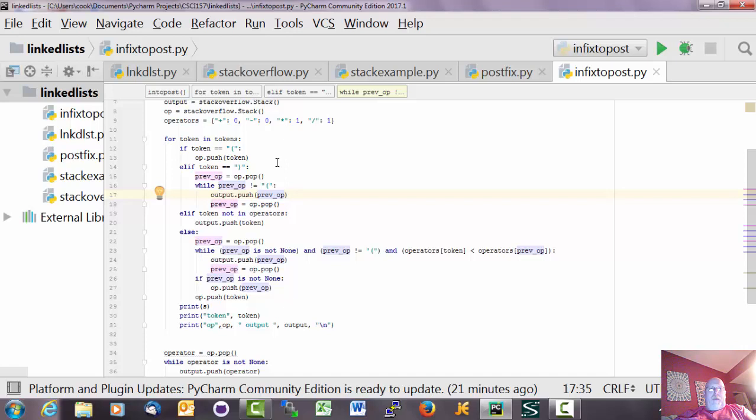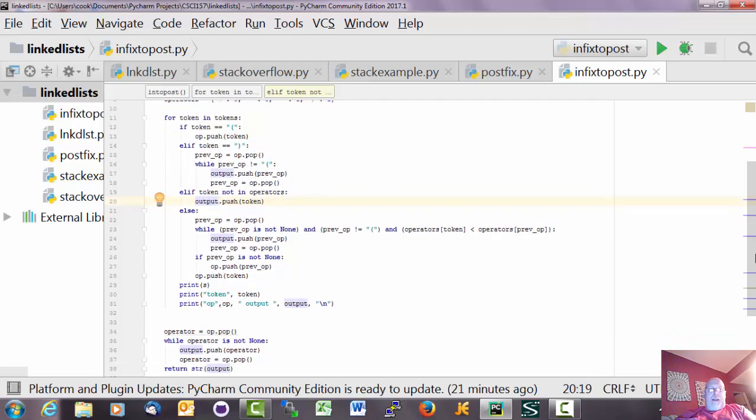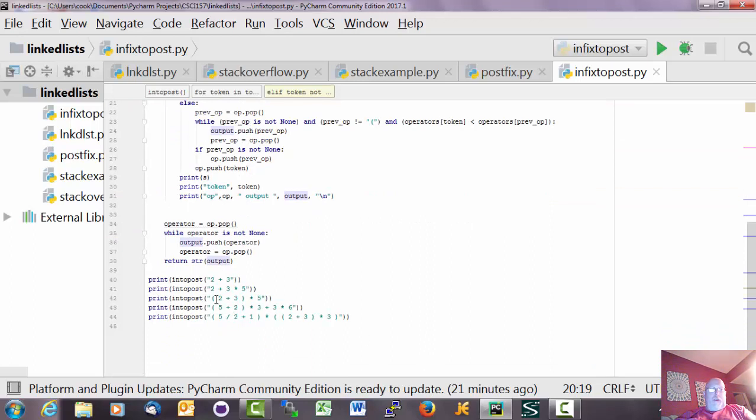Alright, so we're pushing operators onto the operator stack until we encounter a right parenthesis, and then we pop those all off and push them onto the output stack. Okay, so this is all if we encounter a right parenthesis. If the token is not an operator, in other words it's a number, then we just push that onto the output stack. And now the last possibility we have in an infix expression, so we've covered a parenthesis, we've covered a number, we've covered a parenthesis again.